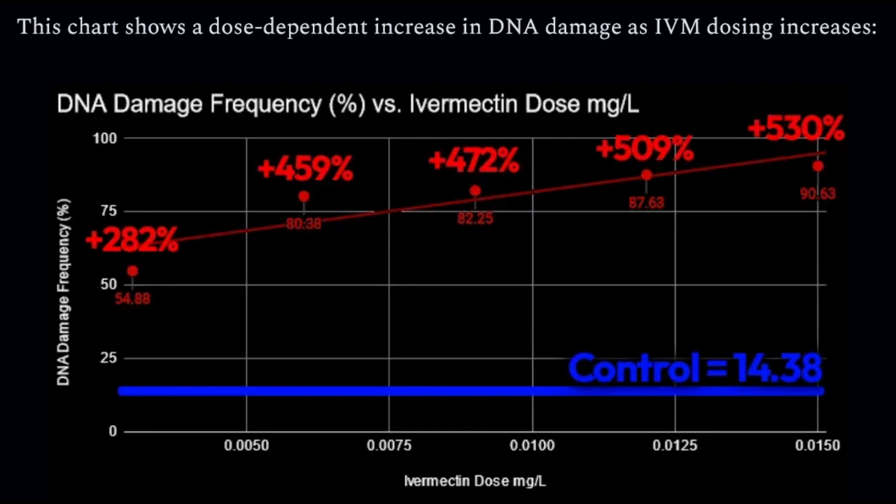The lowest amount of ivermectin tested yielded a plus 282% jump in the DNA damage frequency. The next ivermectin dose, plus 459% increase in DNA damage frequency. The next dose, plus 472%. The next higher dose, plus 509%. And finally, plus 530% with the highest dose tested. Let's look at this next chart.